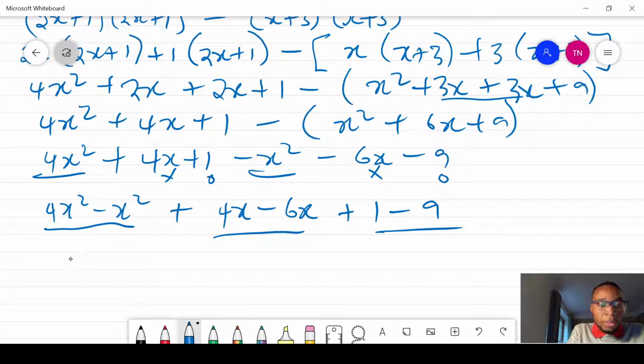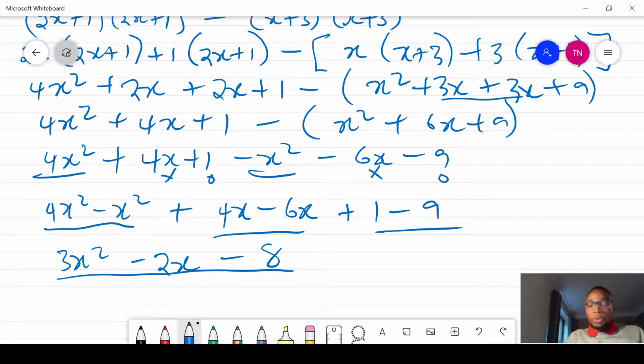Then we simplify it here. 4x squared minus x squared, that gives you 3x squared. Then 4x minus 6x, it gives you minus 2x. Then 1 minus 9, it gives you minus 8. And that is what you're going to be having at the end of the day.